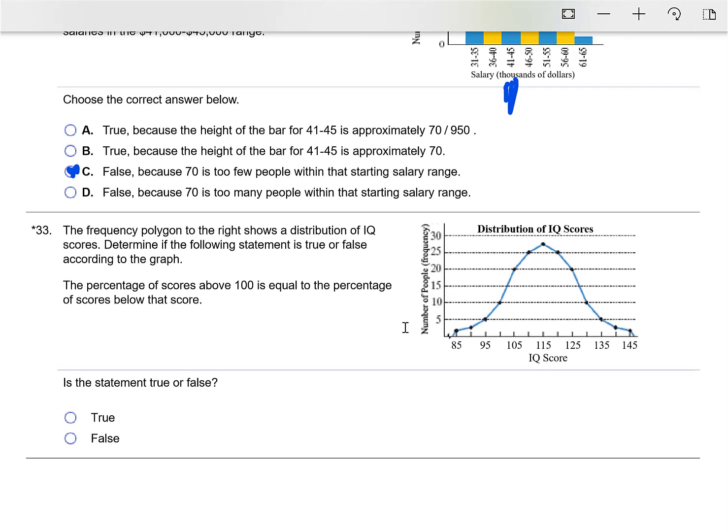The frequency polygon to the right shows the distribution of IQ scores. Determine if the following statement is true or false according to the graph. The percent above 100 is equal to the percent below 100. Okay, so that would be the median. And if we look on the graph here, the median is actually 115, and they're saying it's 100, so this statement is false.